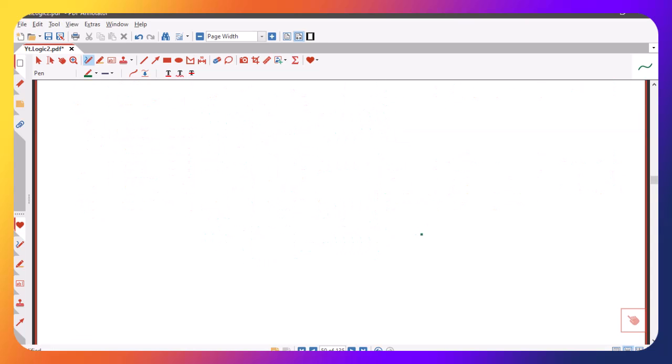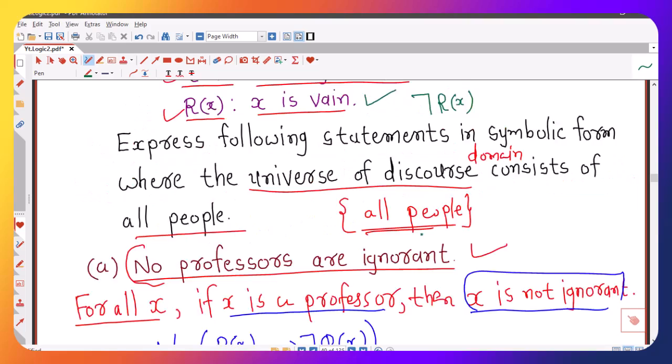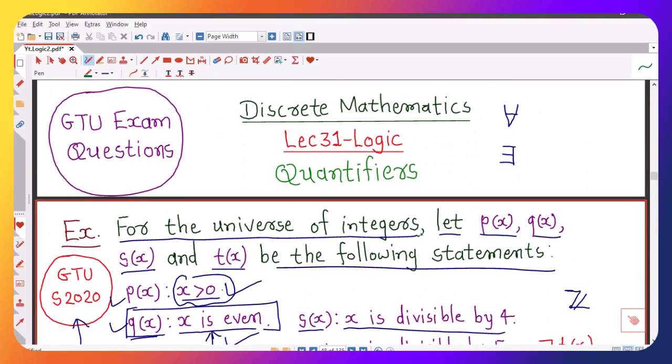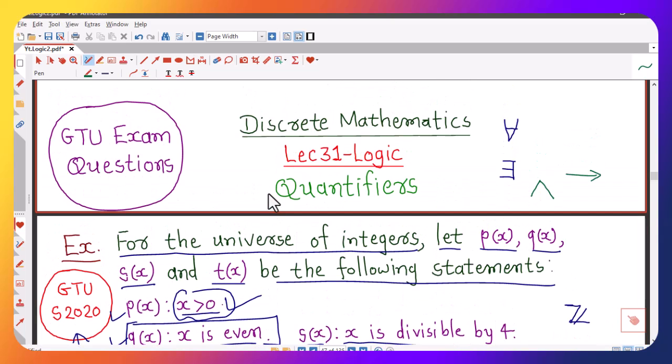So sometimes they ask you to write down given statements in symbolic form, and you can use quantifiers if required, and you can use connectives also and implications, and using all this you are able to write down given statements in symbolic form. So this is all about this session.